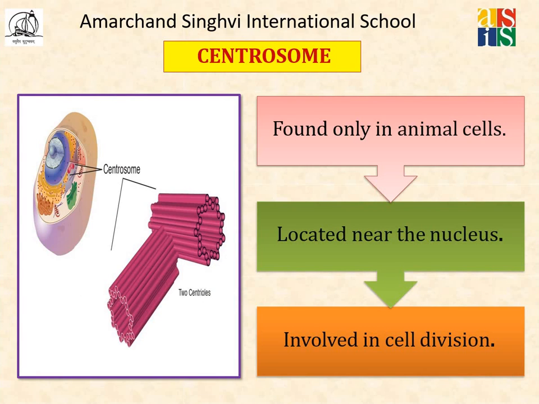The next cell organelle is centrosome. Centrosome is the cell organelle which is found only in animal cells. It is located near the nucleus. It is involved in cell division.